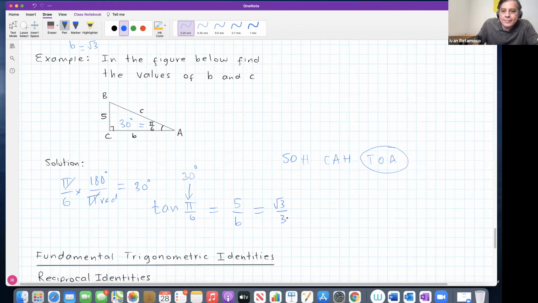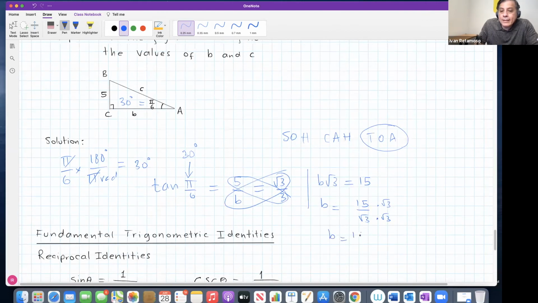So if you cross multiply this equation, you get B times the square root of 3 equals 5 times 3, 15, right? 5 times 3, 15. Dividing both sides by square root of 3, we get this. Rationalizing, you should get the result, right? B equals 15 square root of 3 over 3, which ends up being just 5 times the square root of 3. This is B.